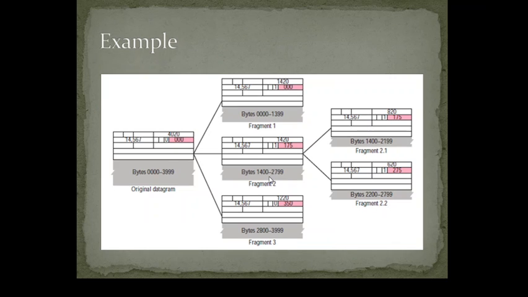So let us assume what happened. This was our data. You can see the identification was 145567, right? So now what happened? This is the total size, 4020, right? 20 means 20 bytes of header and 4000 bytes of data, right?